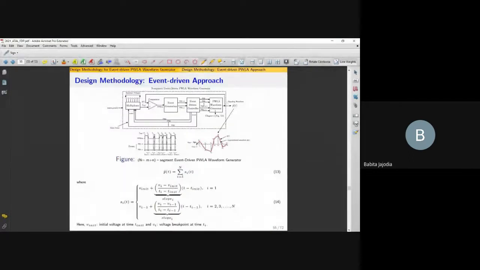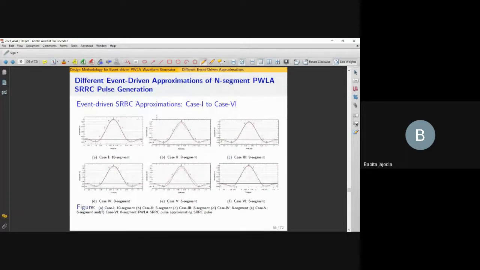You can see how this output is connected again as an input, and how it works as a feedback to do that. So these are a few calculations we have tried to do for the same SRRC pulse for different cases.